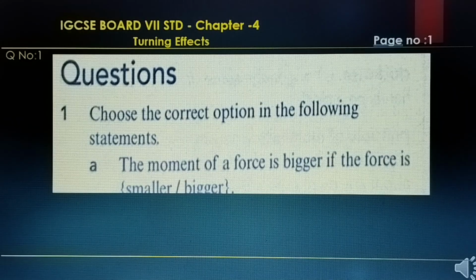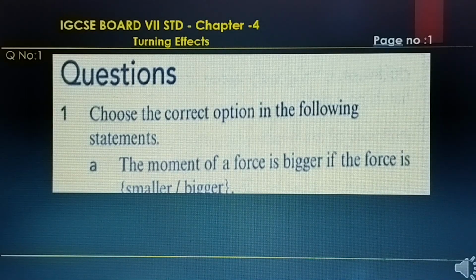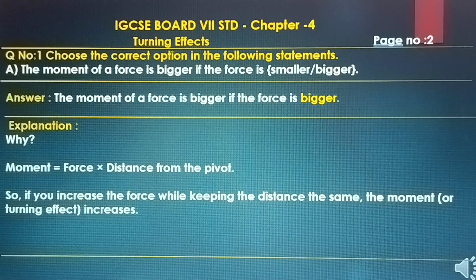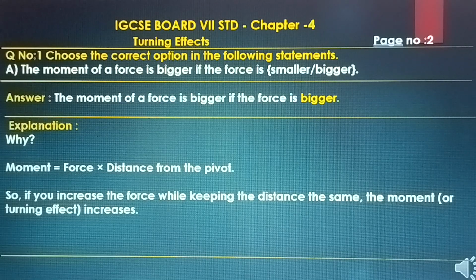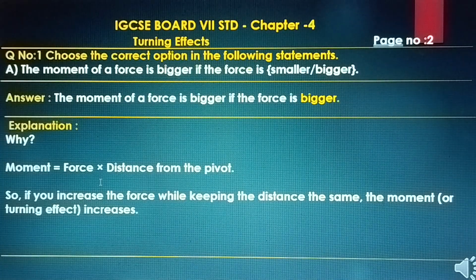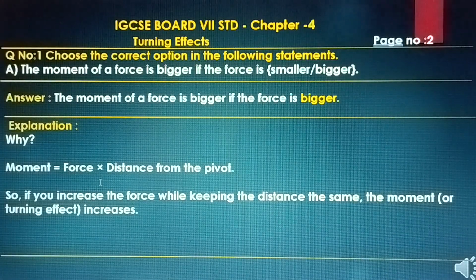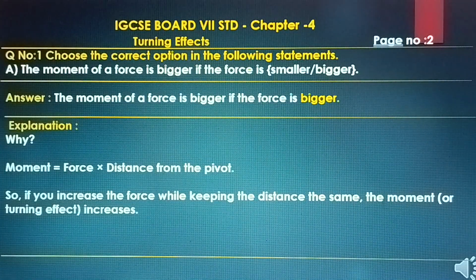The moment of a force is bigger if the force is smaller or bigger. The answer is: the moment of a force is bigger if the force is bigger. Explanation: moment equals force into distance from the pivot. So if you increase the force while keeping the distance the same, the moment or turning effect increases.